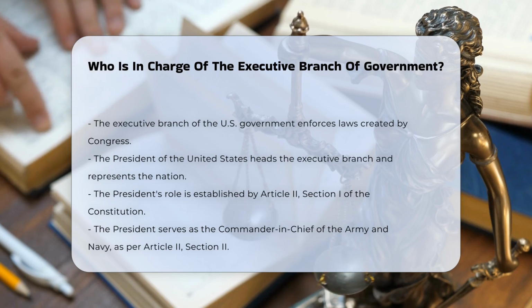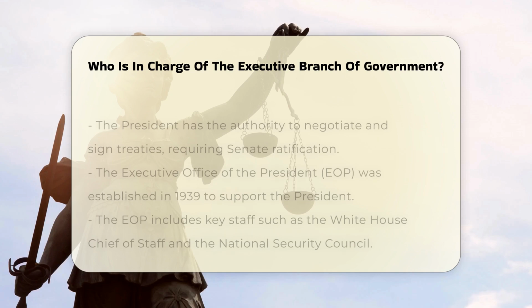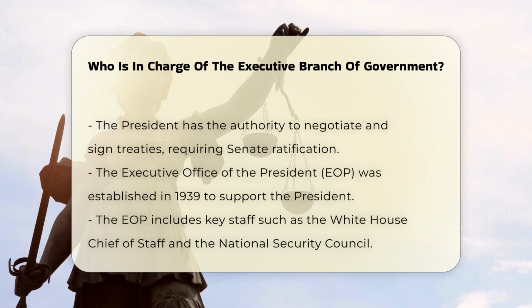Constitutional powers. The president has extensive powers, including serving as the commander-in-chief of the Army and Navy, as outlined in Article 2, Section 2 of the Constitution. This gives the president significant military authority. The president also has the power to negotiate and sign treaties, although these must be ratified by a two-thirds vote of the Senate.